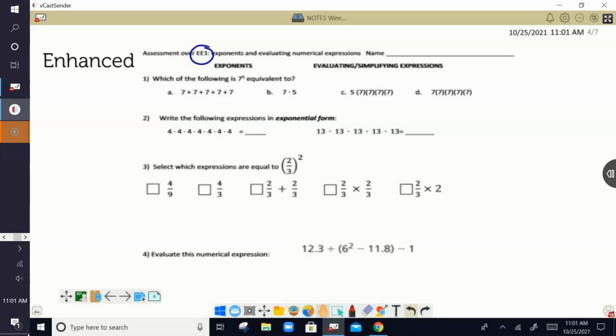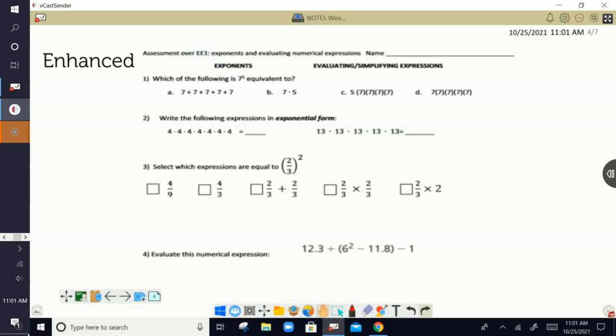There are basically 2 major skills here: exponents, and evaluating and simplifying expressions. The first 3 problems at the top of the page are looking at exponents. How well do you understand exponents? So let's take a look.